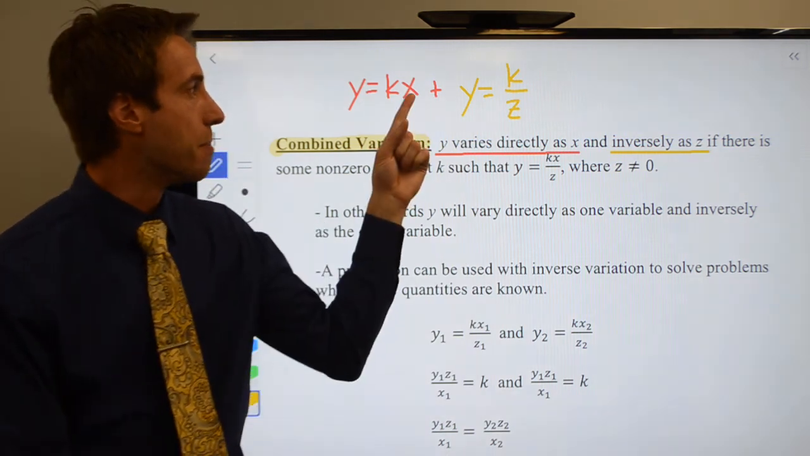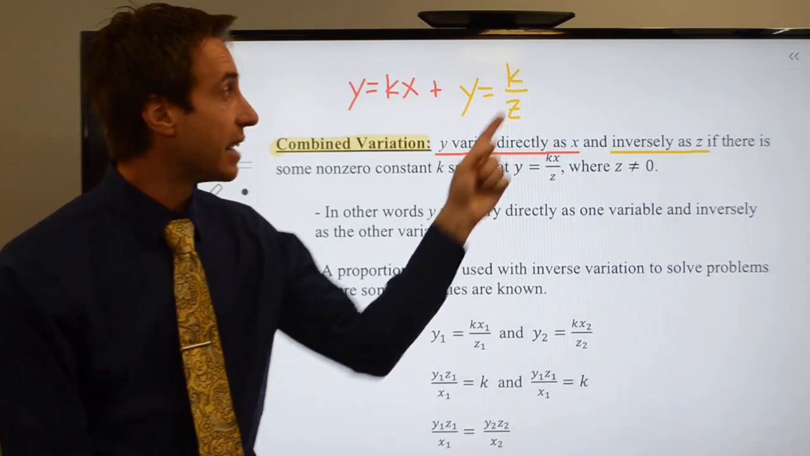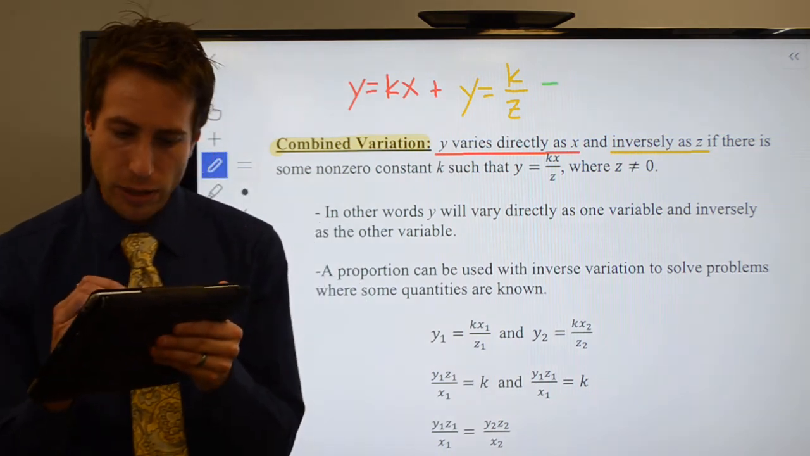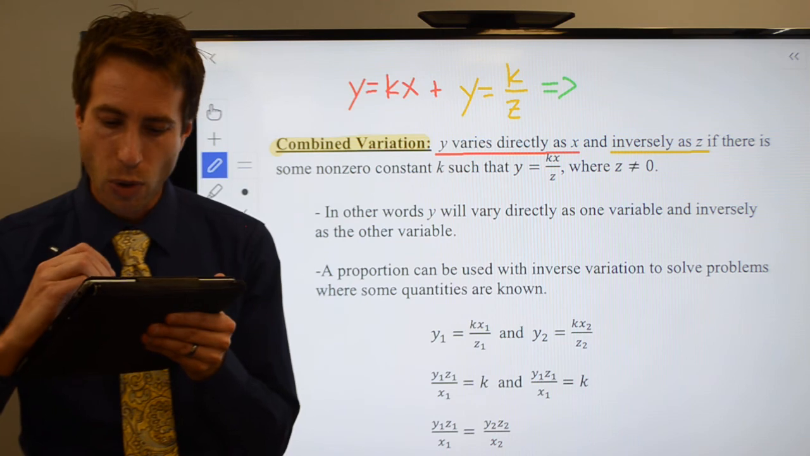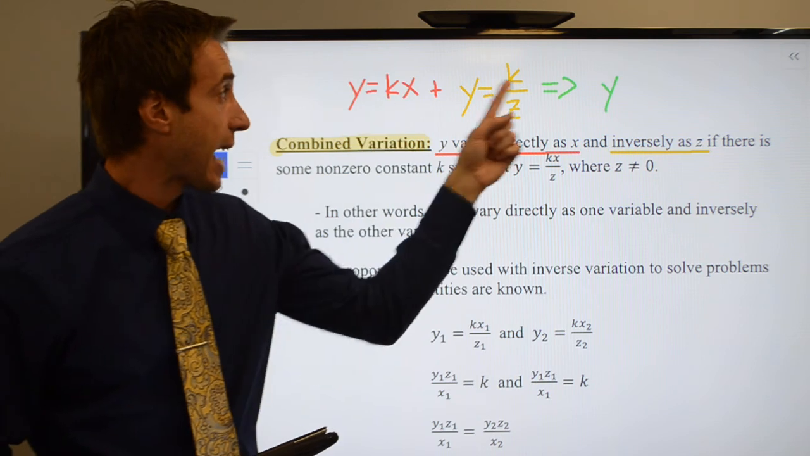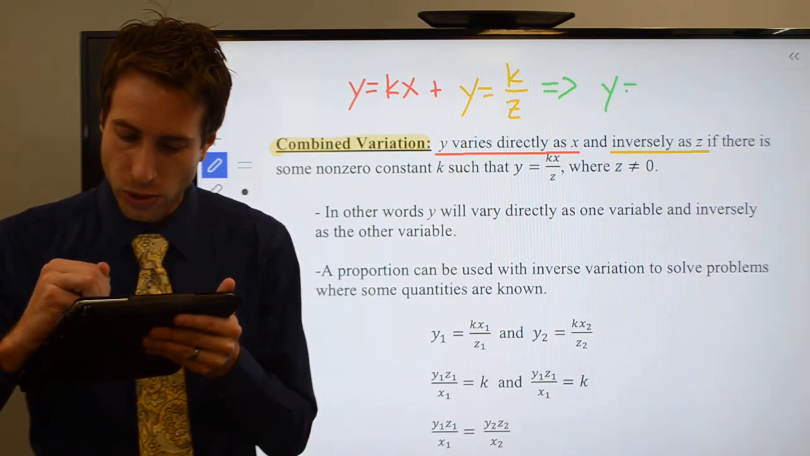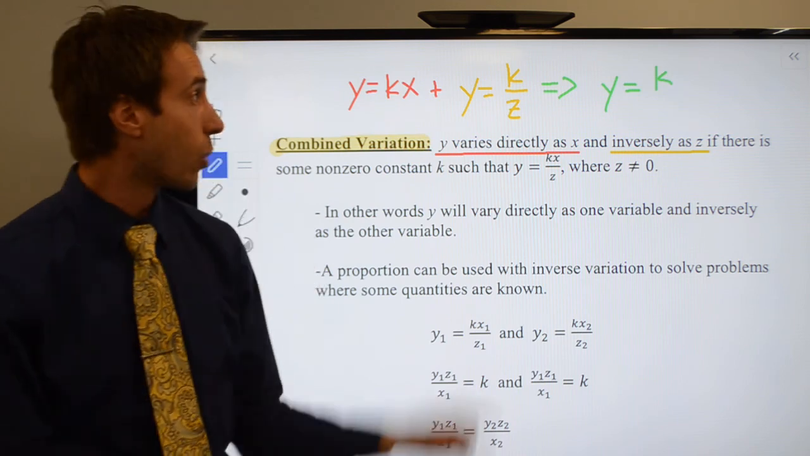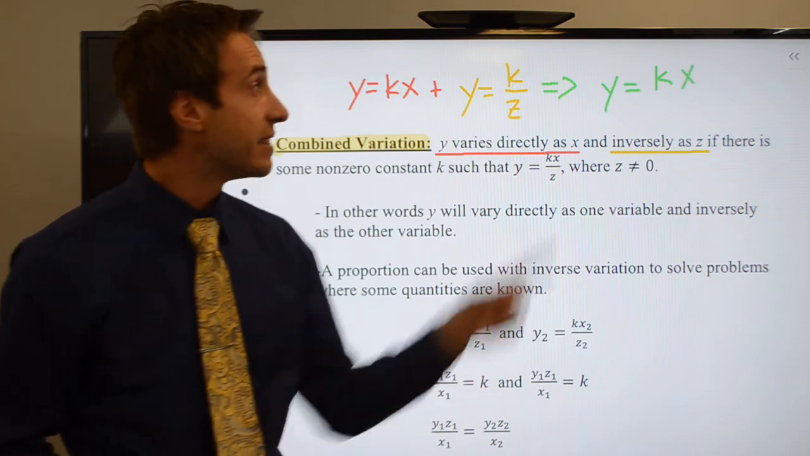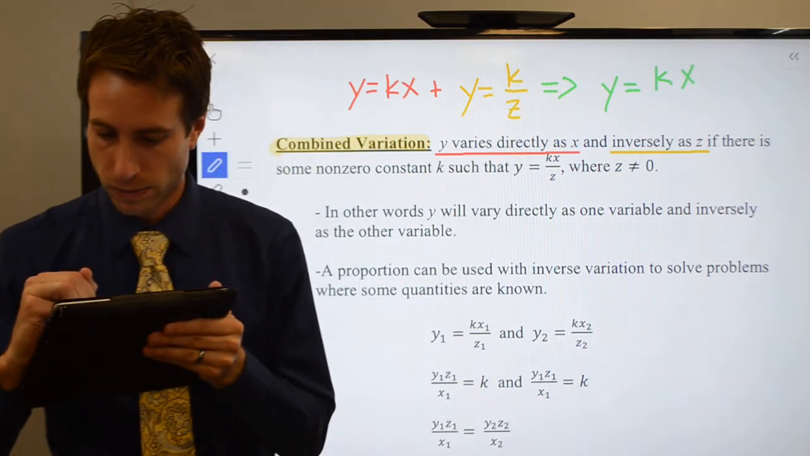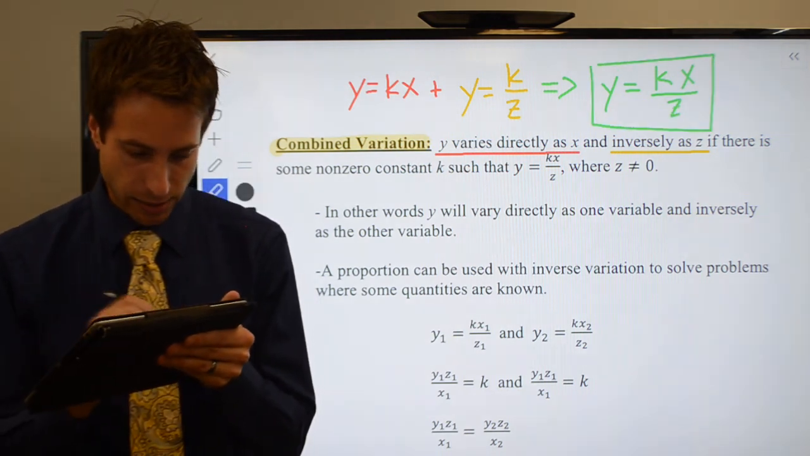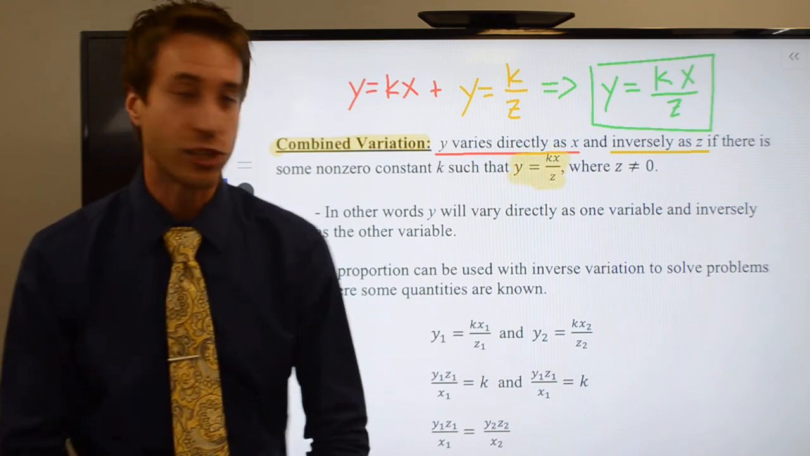The only difference here is I'm multiplying k by x in this one, and in this one I'm dividing k by z. So if I were to put those two things together, what I would wind up with is y, because I have a y and a y, it's the same variable, it doesn't change. And the k, k doesn't change, it's a constant, so y equals k. But in this one, k is multiplied by x, so k times x. However, in this one, k is divided by z, so divide by z. And what you've got right here is our combined variation formula.